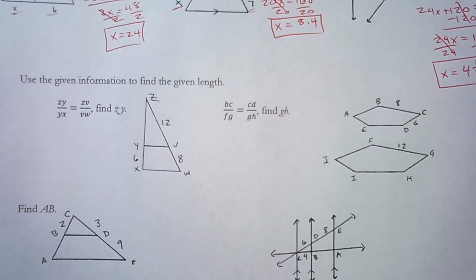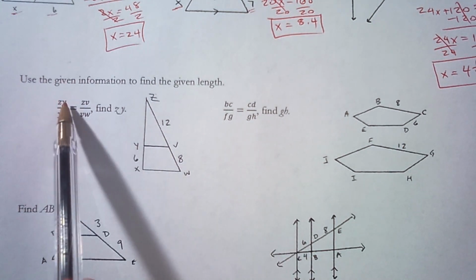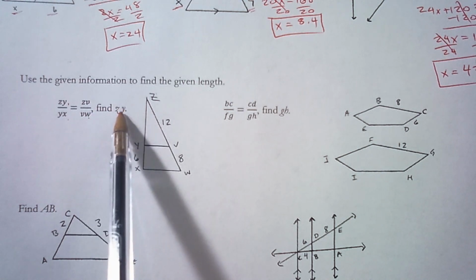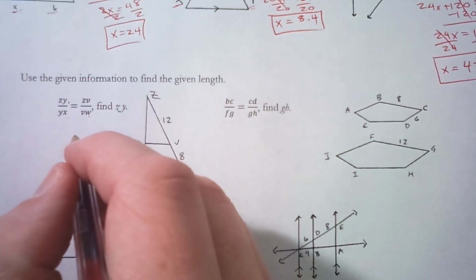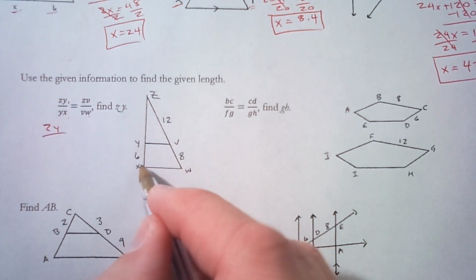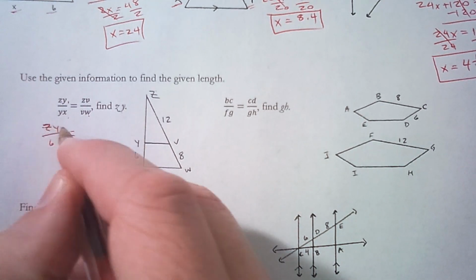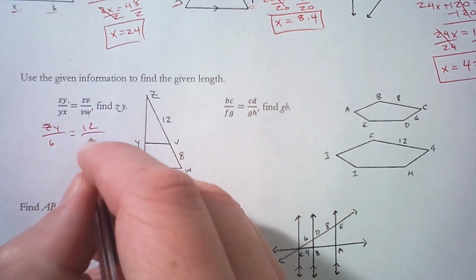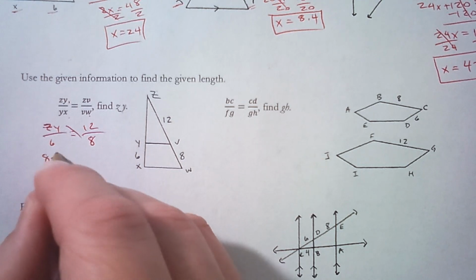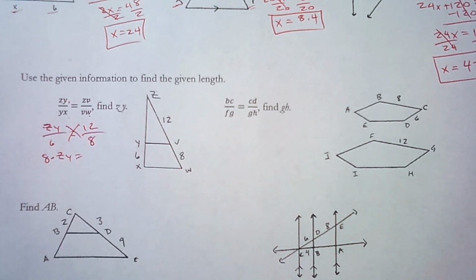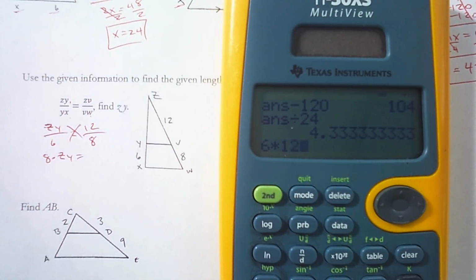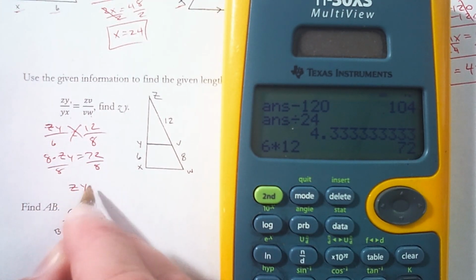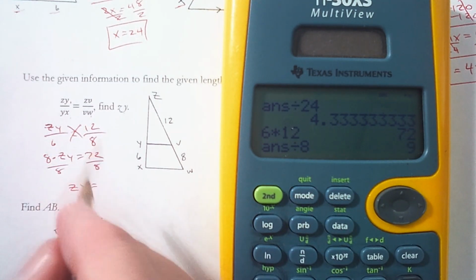Okay, so now we are going to find some missing lengths in triangles. So we have a proportion given to us here. zy is to yx, as zv is to vw. Find the length of segment zy. So zy we do not know. So zy is to yx, which is 6, as zv, 12, is to vw, 8. So our cross products are 8 times zy, and then 6 times 12 is 72. And divide by 8, and we'll get zy equals 9.